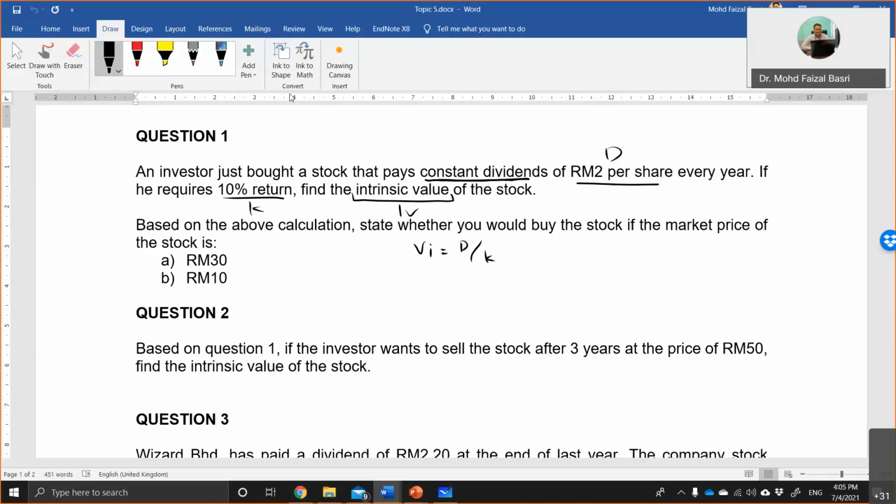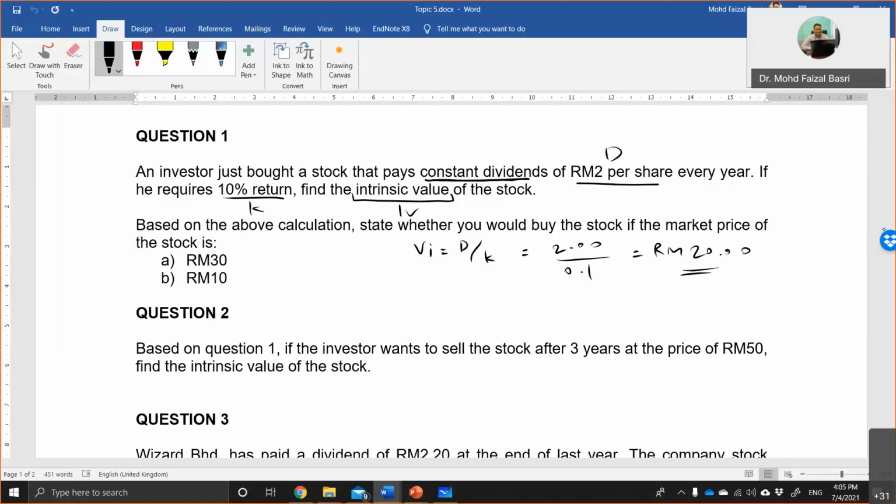Okay, D divided by K means the dividend is 2 ringgit and the K is 10%. So 2 ringgit divided by 10%, it will give us 20 ringgit. So this is our intrinsic value, 20 ringgit. And we need to compare this with the respective market price. So the first option, we have 30 ringgit.